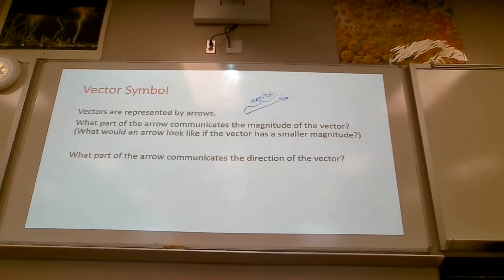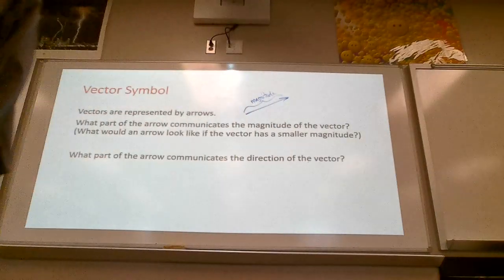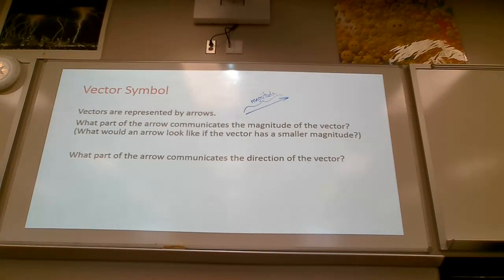Okay? With the displacement vector, that's pretty self-explanatory. The longer the displacement, the longer the arrow. But for velocity, the longer the arrow, the faster the speed. For an acceleration vector, the longer the vector, the greater the rate of change of velocity. The faster the velocity is changing. And for a force vector, the longer the arrow, the stronger the force. There are more vectors to come, but those are the ones you've been exposed to at this moment in time. Okay? So the magnitude is represented by the length.